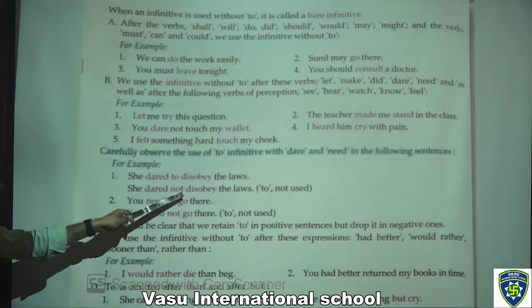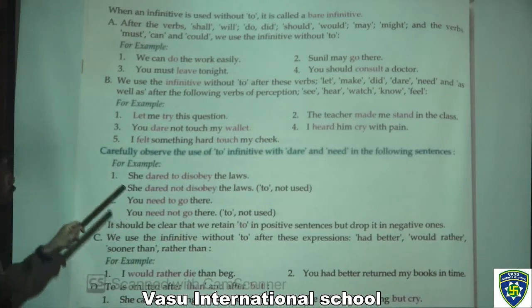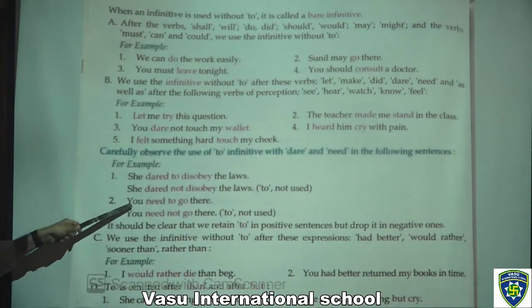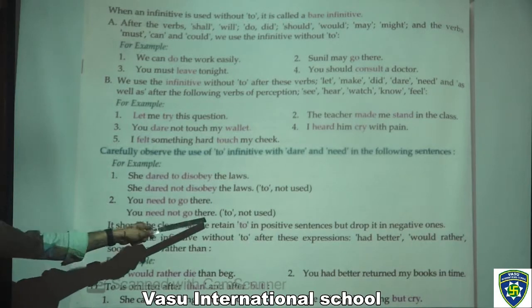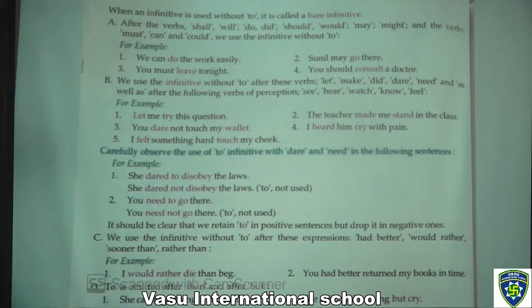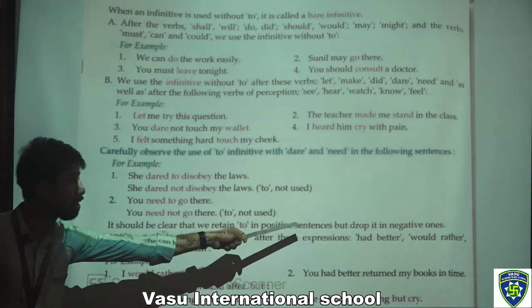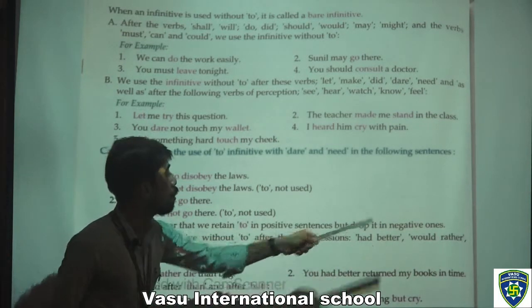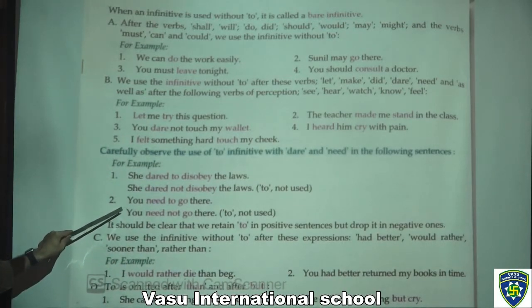She dared not disobey the laws. Now, to is not used in the second sentence. So, you need to go there. You need not go there. So, to is not used. So it should be clear that we retain to in positive sentences but drop it in negative ones.